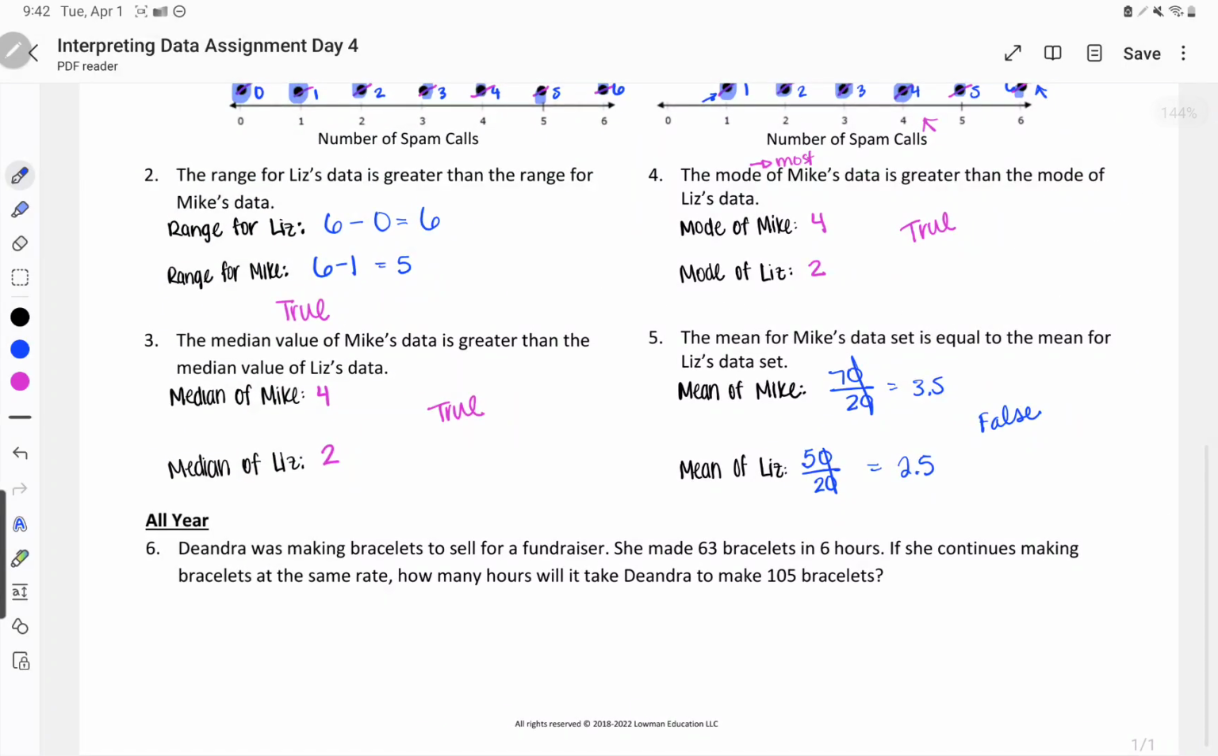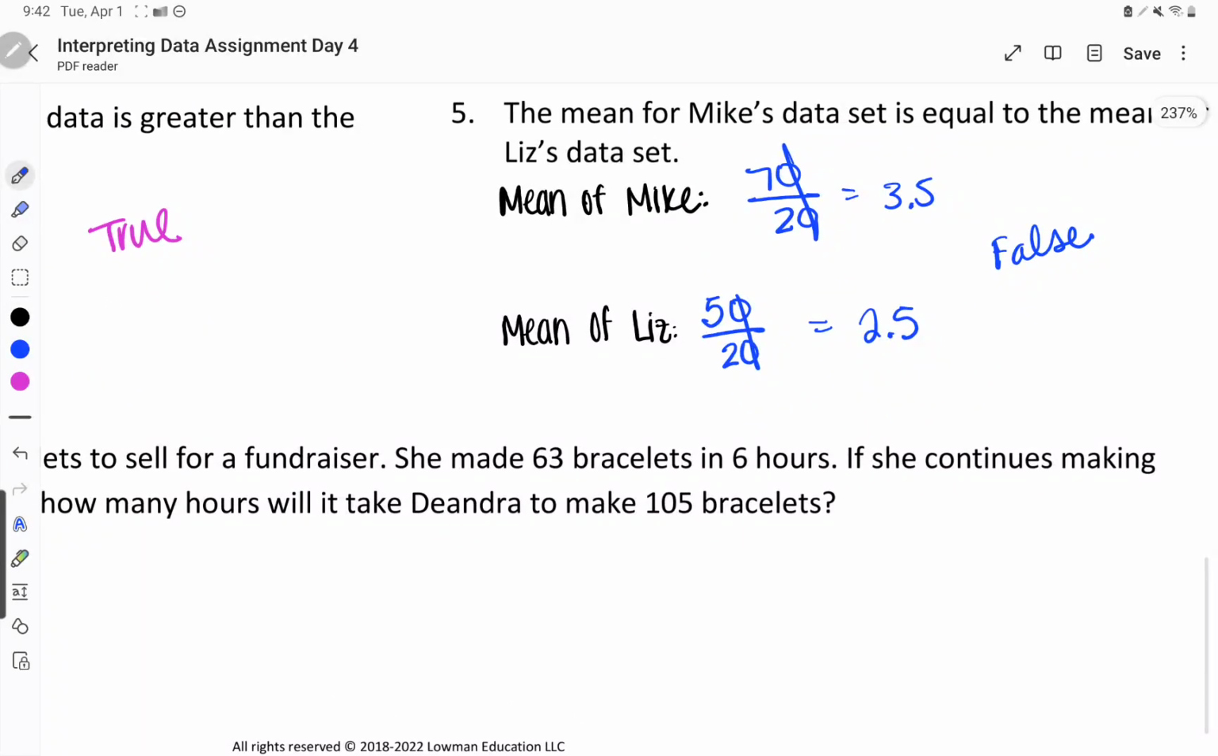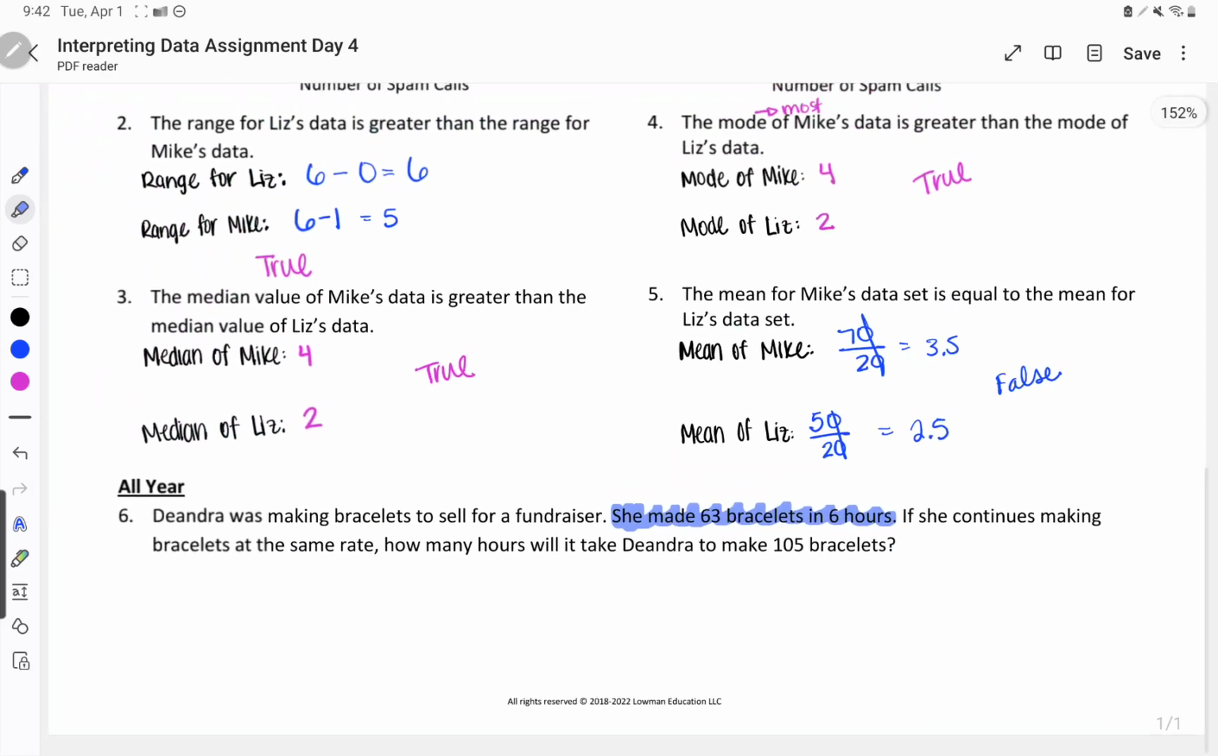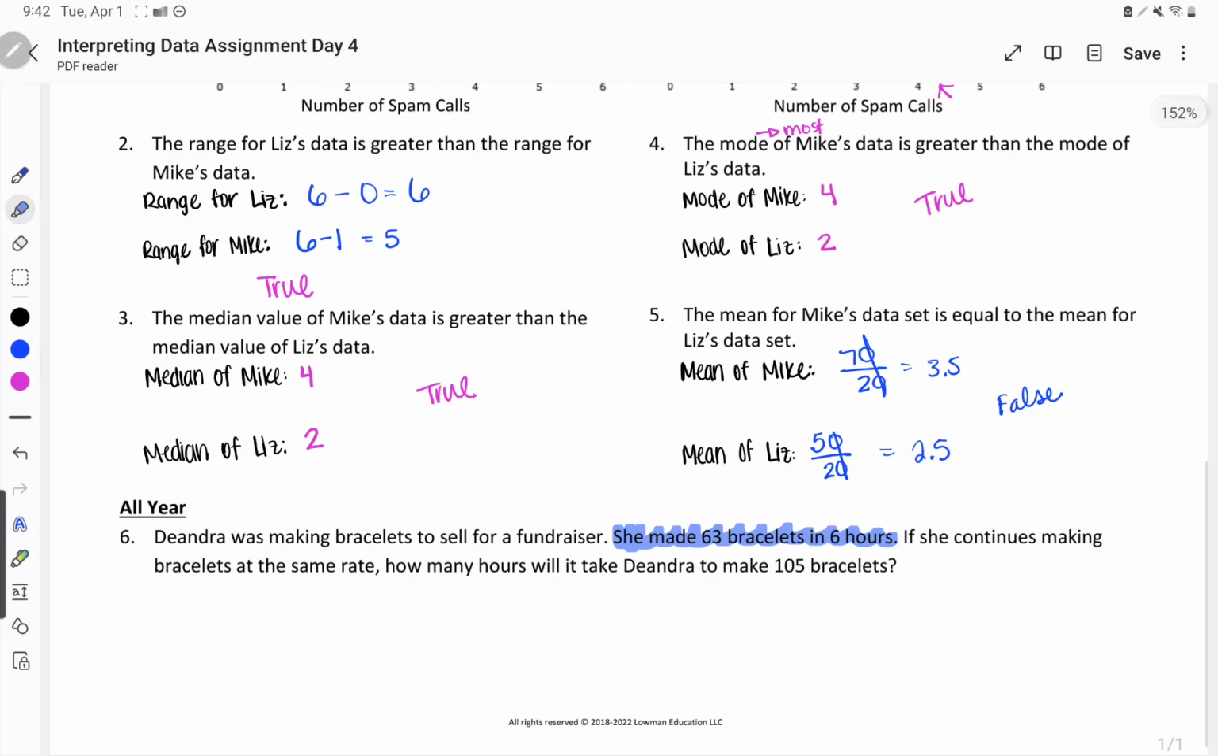The last question says, Deandra was making bracelets to sell for a fundraiser. She made 63 bracelets in 6 hours. If she continues making bracelets at the same rate, how many hours will it take Deandra to make 105 bracelets? So I want you to come up with a strategy for this.